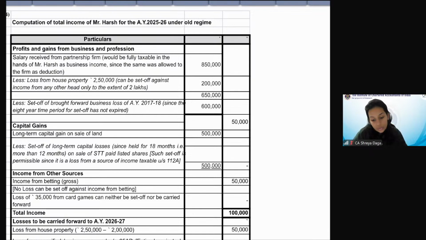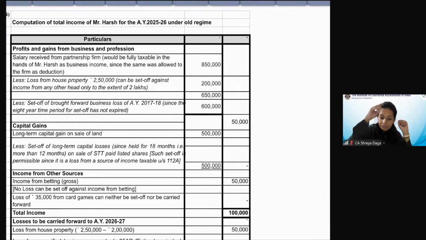Then you go to income from other sources. There is an income from betting, you will put to tax. There is a loss from card game, which you can't do anything about. It is going to lapse. You can neither set off nor carry forward. Okay, and that's it. So that has also come. So you got your total income and losses to be carried forward.